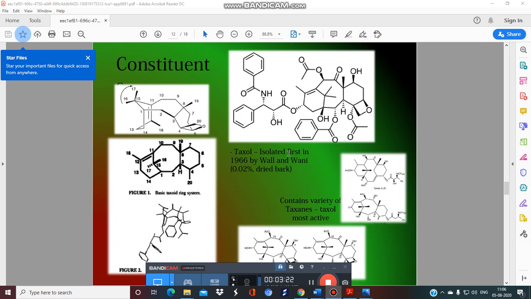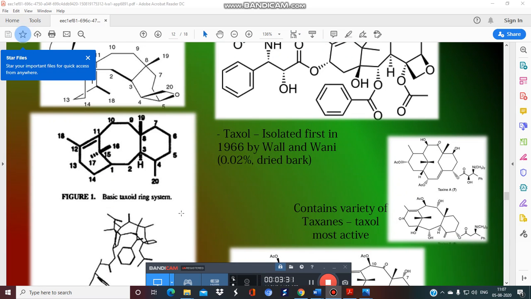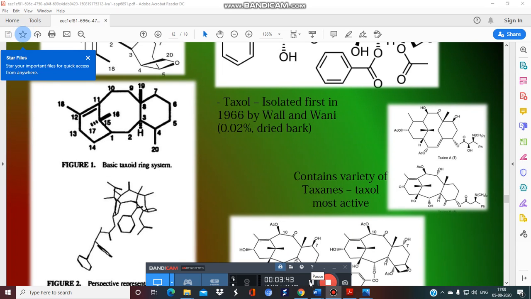Just see, Taxol was first isolated by Wall and Wani in the dried bark, at only 0.02%. And this is the basic taxoid ring system. You have to remember this structure. This is the basic taxoid ring system. In different species, that is Taxus baccata, Taxus brevifolia, etc., the concentration of Taxol is very low. It varies from 0.007% to 0.01%. So you can imagine it is present in very minute traces.